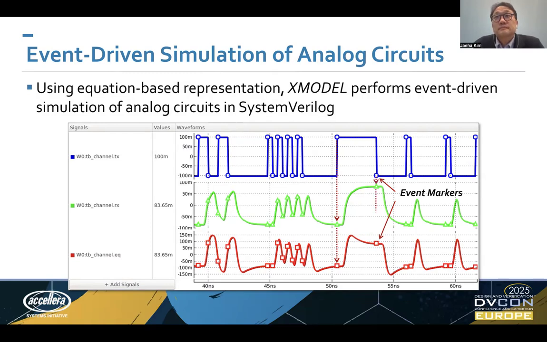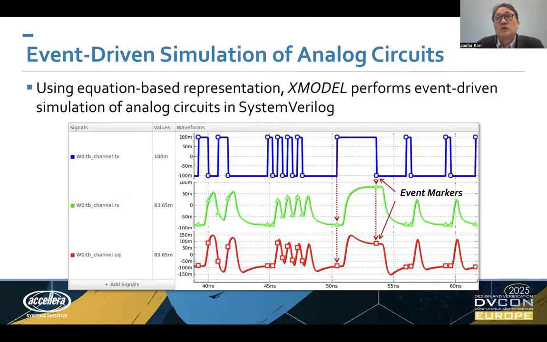In fact, they're triggered only when there is an event at the corresponding input. Still, we can describe the change in the waveform between these two events very accurately using an equation. So in other words, each event in XMODEL is not just computing the value at one particular time, it is actually updating the equation that describes how the waveform varies over time.